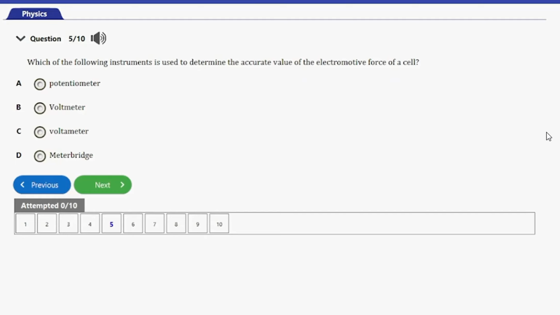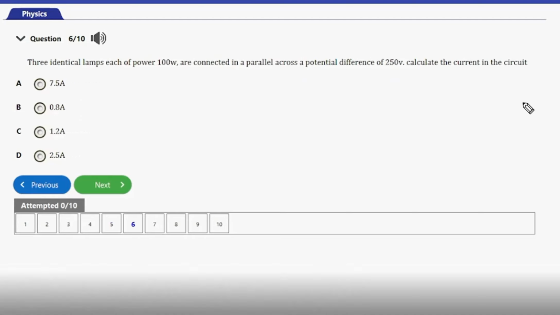So that's it for that question. Actually, the potentiometer can be used to measure the EMF of a cell and then compare it with known EMF of a standard cell. So that's it for that question. So let's go ahead and consider the next question, guys. So that's question number 6 here.